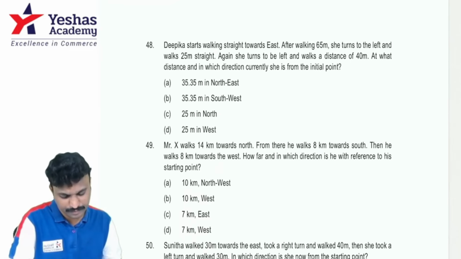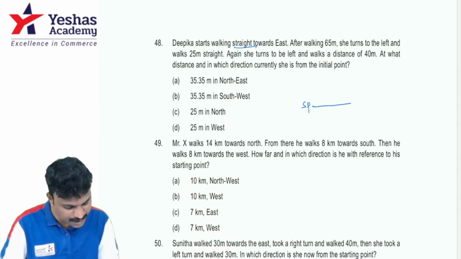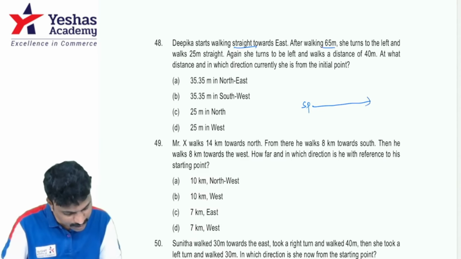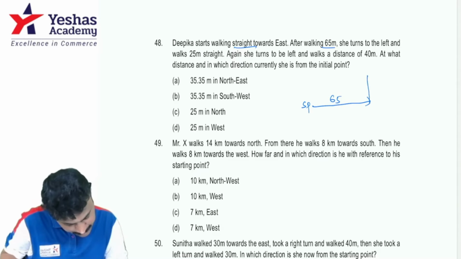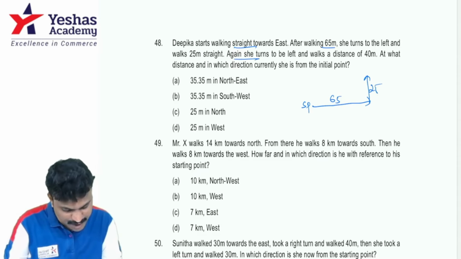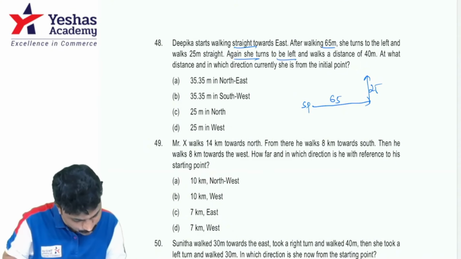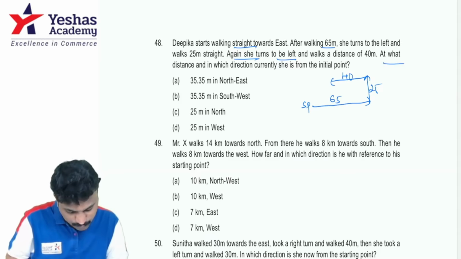48th question. Deepika starts walking straight towards east. From the starting position, she went towards east. After walking 65 meters, she turned to the left. Left is upwards. How many meters she went? 25 meters. Is this clear? Then again she turned to the left. Left means our left only. How many meters? 40 meters. Is this clear? Then at what distance and in which direction currently she is from the initial point?